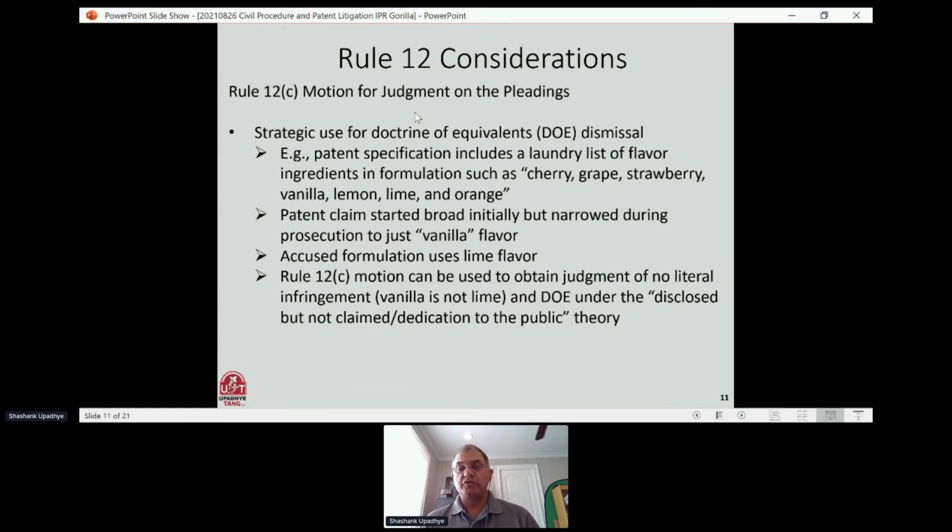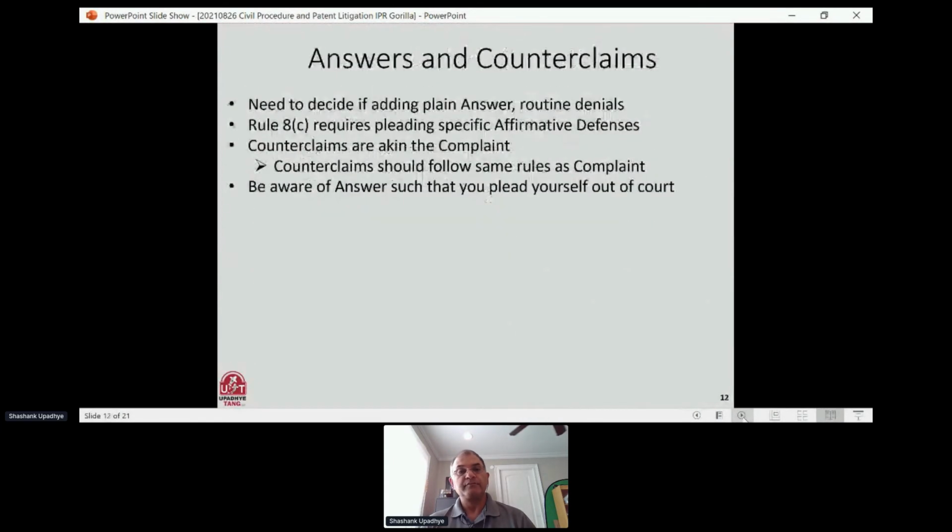So there's no literal infringement because vanilla is not lime. And under the DOE, you would claim that because I'm using one of the disclosed, but actually not claimed flavors, this is a dedication to the public.